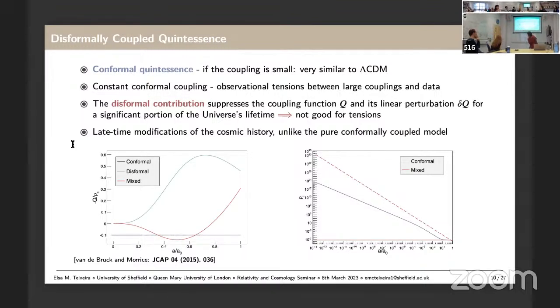So where was the expression of the coupling? Is it on the previous slide? No, I haven't shown it.